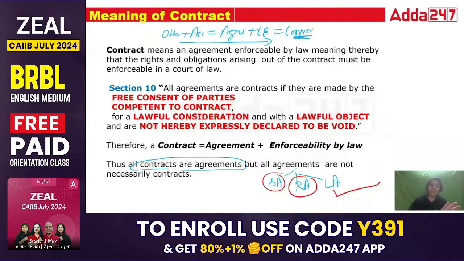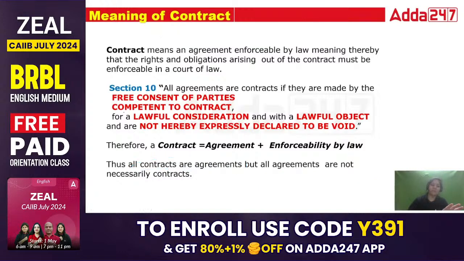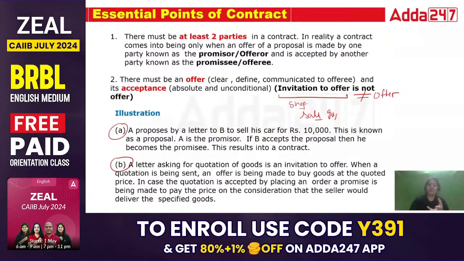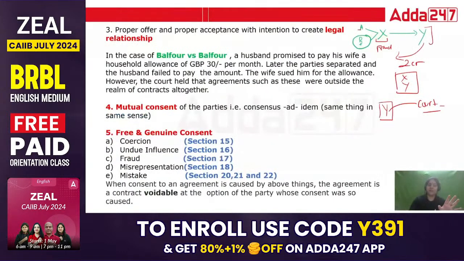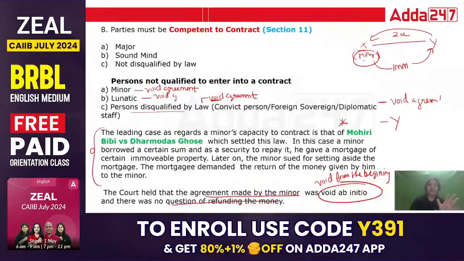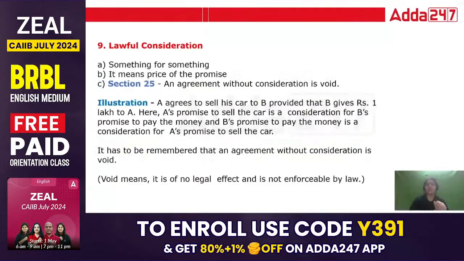Okay. Section 10. Now class, you have to learn Section 10. Section 10 talks about a valid contract. That's it. Valid contract, Section 10. And these are the elements of Section 10: two parties, offer and acceptance, legal relationship, mutual consent, free and genuine consent, and the person must be competent to contract. That's it. So from that slide, we will study it tomorrow. Okay, guys?